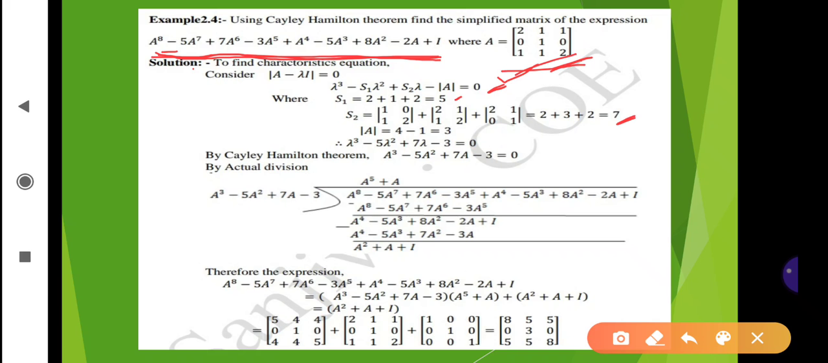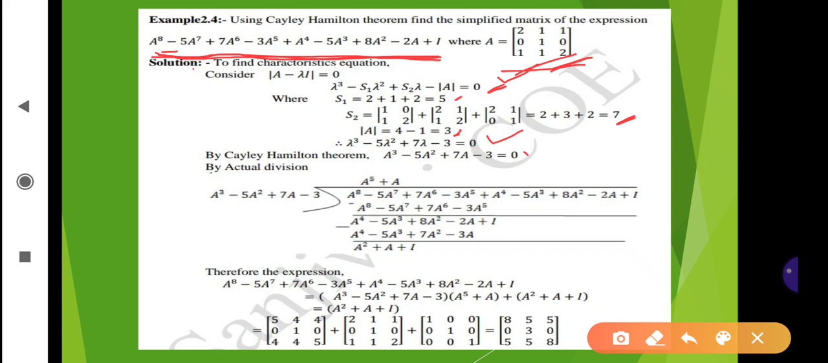And find out the determinant; we will get the value of the determinant as 3. Put the value of S1, S2 and the determinant. So, we will get the characteristic equation as lambda cube minus 5 lambda square plus 7 lambda minus 3 equals to 0. Now, according to the Cayley-Hamilton theorem, we can replace lambda by A.